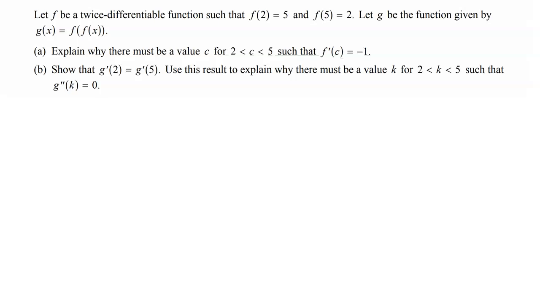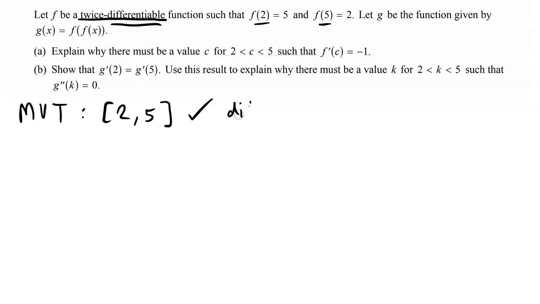Usually when they're talking about a c in between a value and f prime of c, we're thinking of the mean value theorem. So let's see at first if it actually holds. Can we use the mean value theorem? We have the endpoints, which are 2 and 5. Is it differentiable and continuous throughout this interval? It is, because it said it right here. Twice differentiable means we can apply the mean value theorem because it's differentiable. So those two conditions hold.